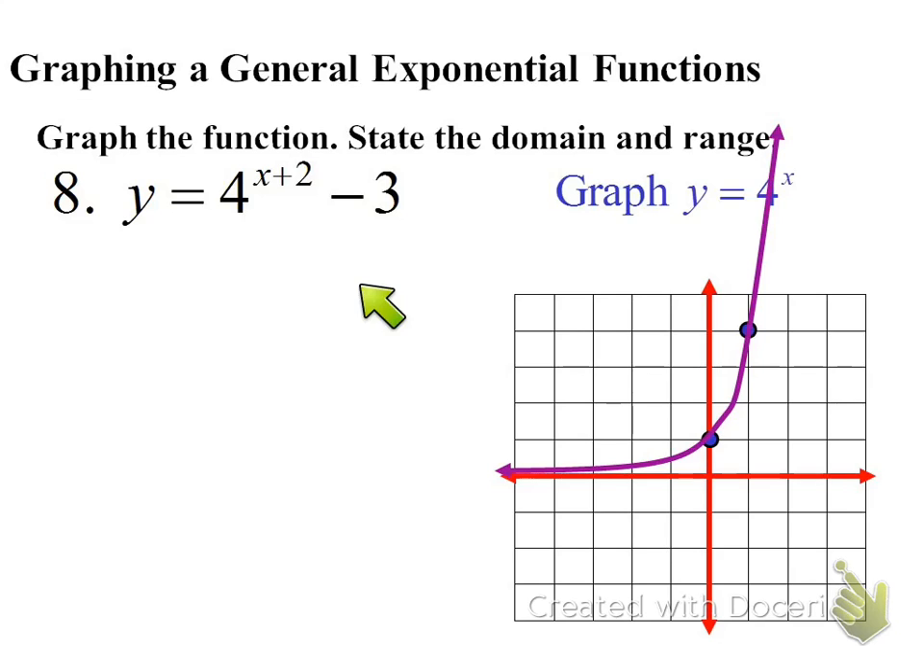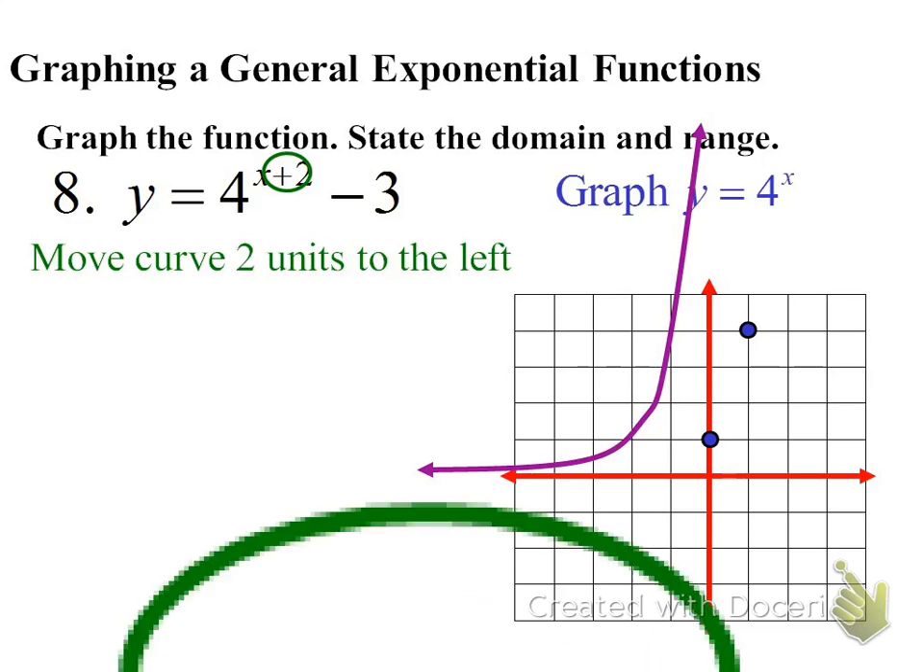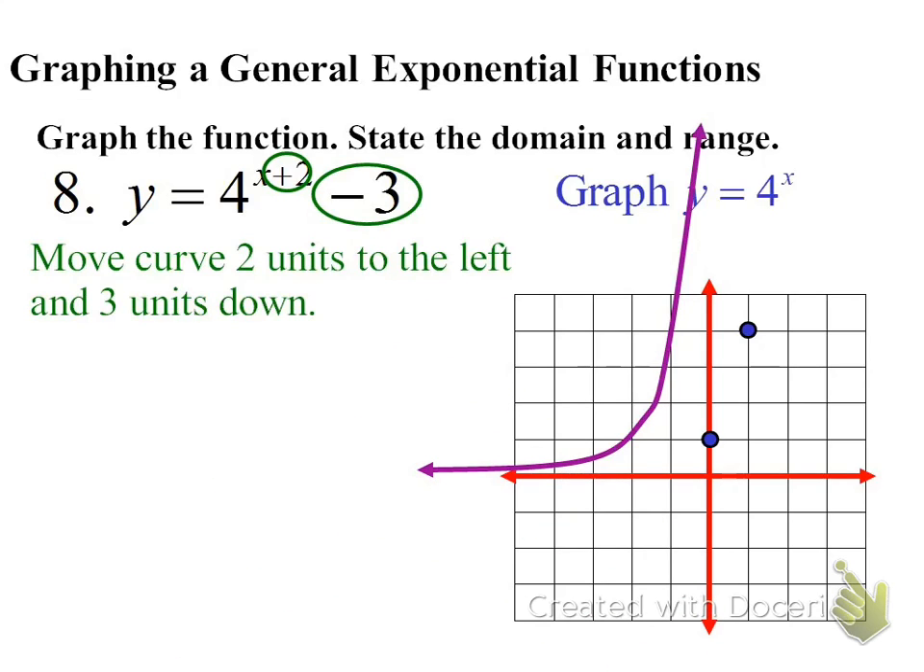It's a lot easier to graph than something like this, because now I'm going to take this graph. The adding 2 causes me to move left. Good. So you can just pick it up and move it left. A lot easier with technology. And then the subtracting 3 is going to move it down. So it's magical.